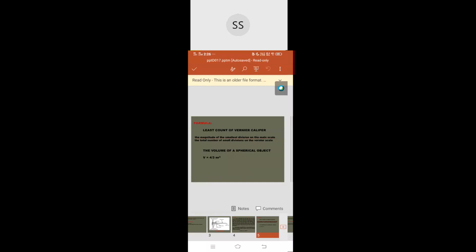For calculating the least count, there is a formula which is the magnitude of the small division on the main scale divided by the total number of small divisions on the vernier scale. After finding the least count, we have to calculate the volume of a spherical object by using the formula V is equal to 4 by 3 pi r cube.